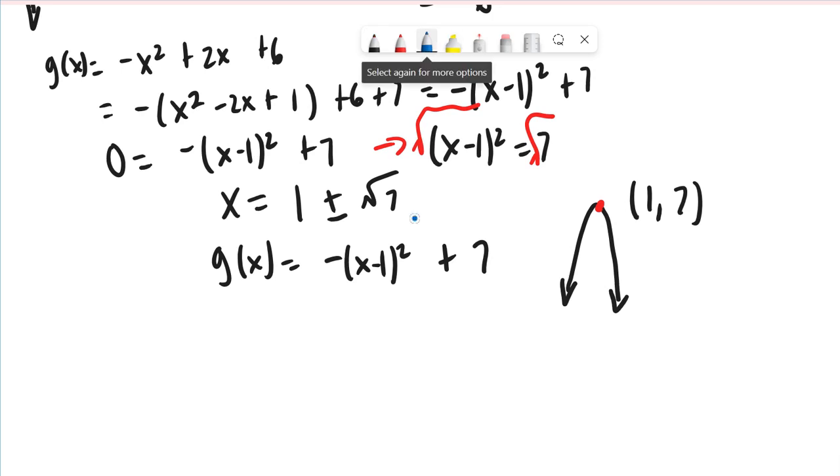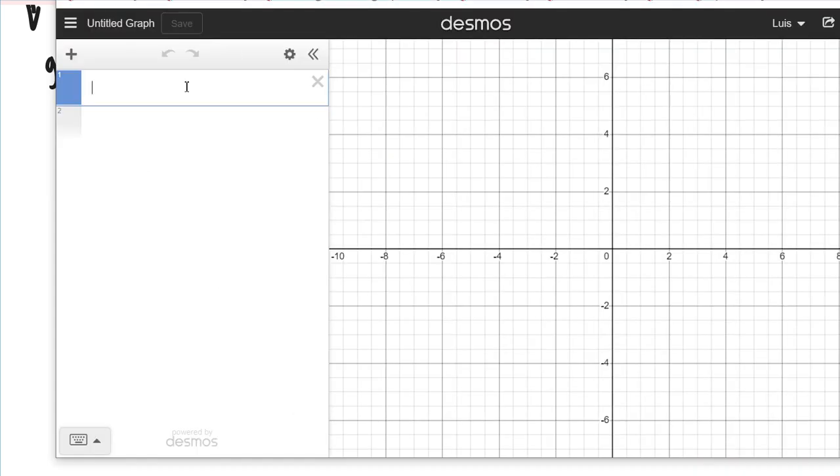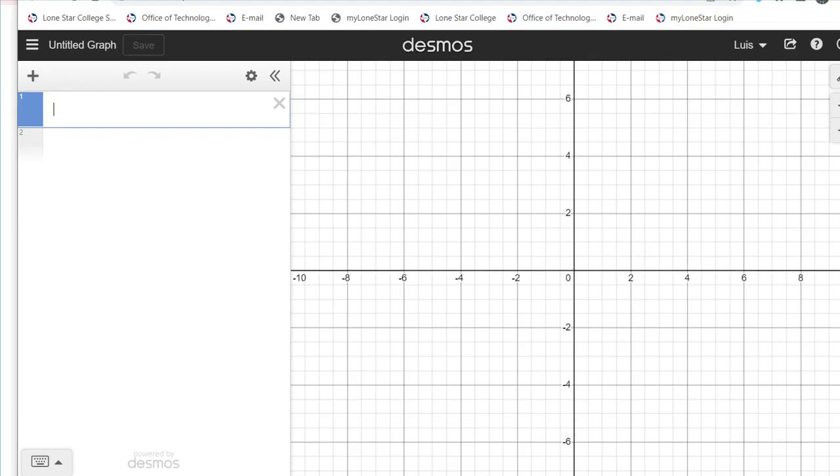And what do we classify this as? We classify this as a maximum. Now, in either case, what if we wanted to plug this into our calculator or even into Desmos? Then we can actually do that. Why not? So if we do that, let's see.